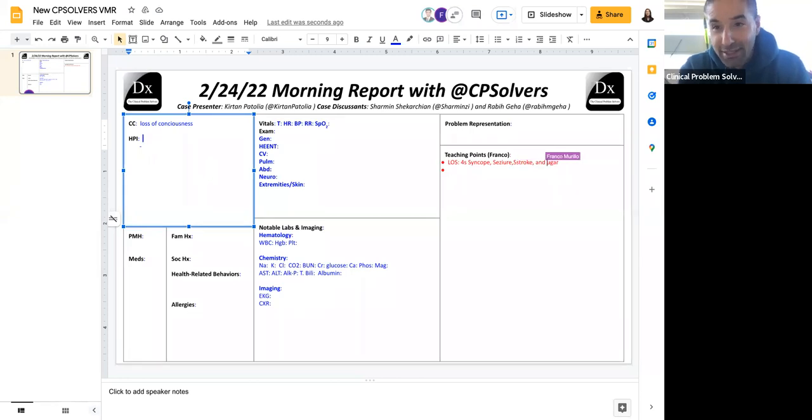Pre, intra, post isn't just a kidney problem. It applies to the world of LOC. So what would be helpful before? Before the patient lost consciousness, was there any cardiovascular trigger? Was there any neurological trigger, like numbness or tingling on one side before the patient lost consciousness?